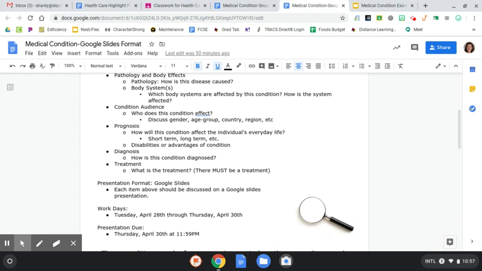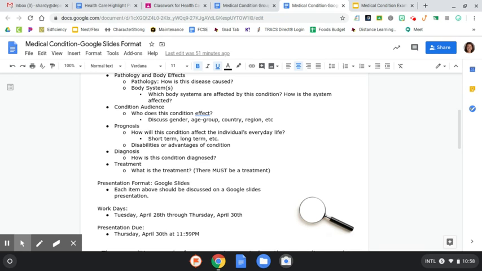Treatment, okay? There has to be a treatment. Your patients cannot all die from these mysterious diseases. So, what is the treatment? Is it as simple as, they have to take an antibiotic and then they'll be cured? Do they have to have a surgery? Do they have to avoid doing some activity for the rest of their life? Again, be as creative as you want, you guys.